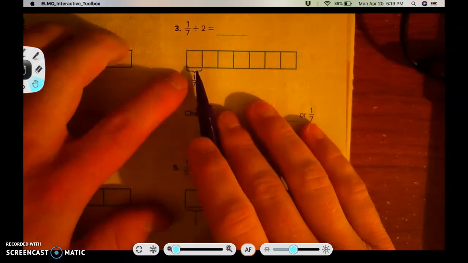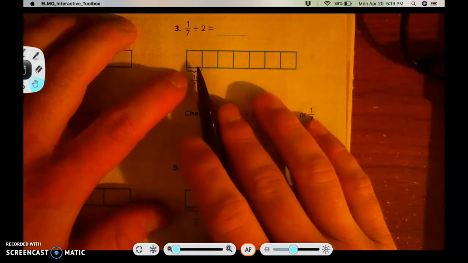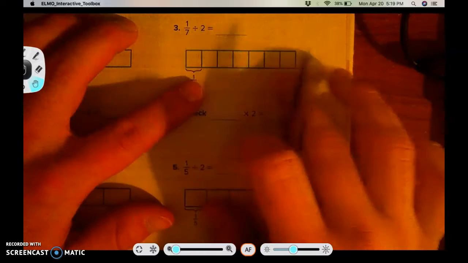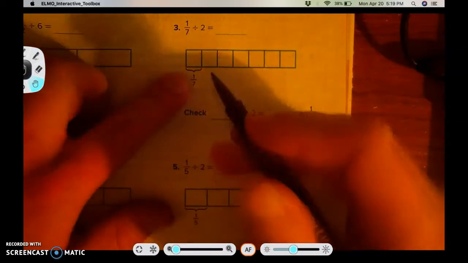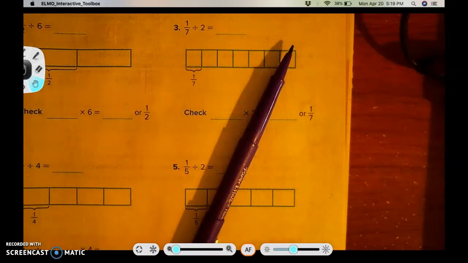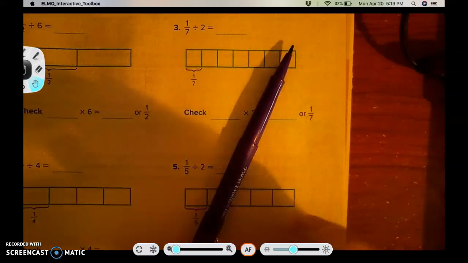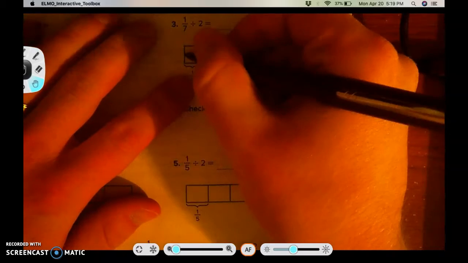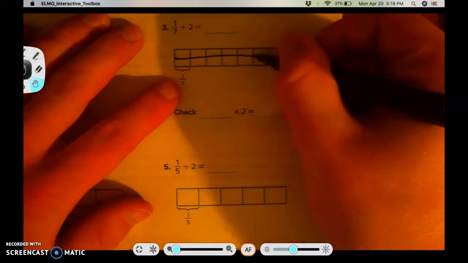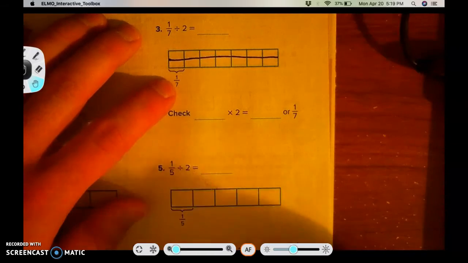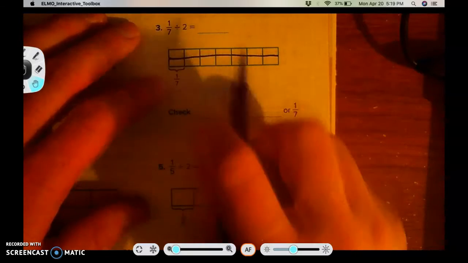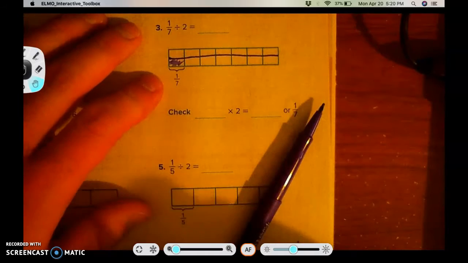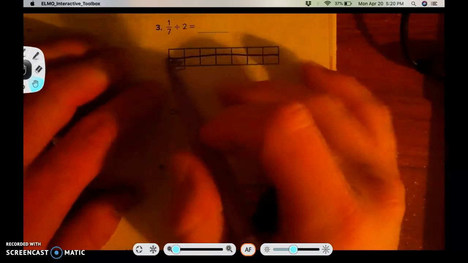So again, each one of these is representing 1/7. So we have this whole here, and we broke it up into 7th pieces. We're looking at just this. Let me grab a different color pen. So we're looking at just 1/7. If we divide it in half, I can split the whole into halves, okay? And this is where they intersect here.